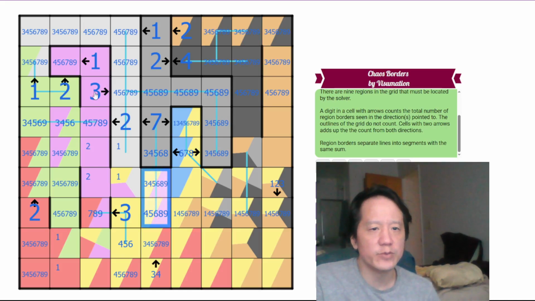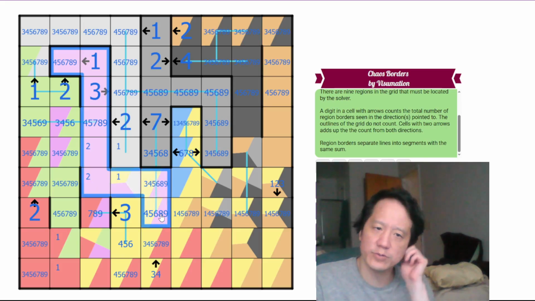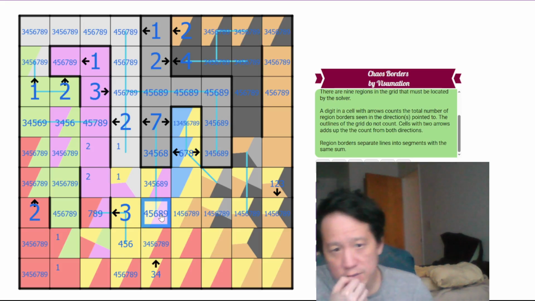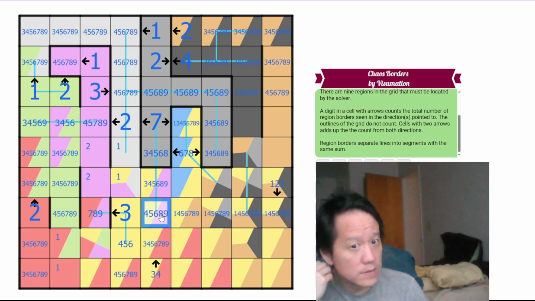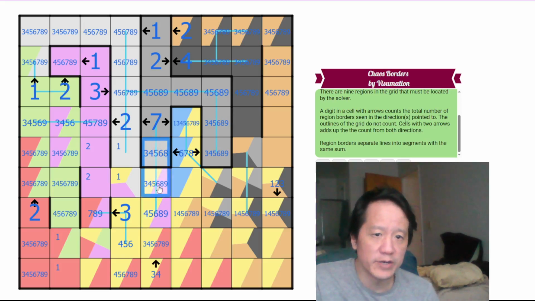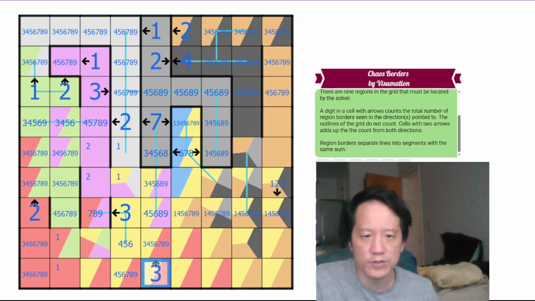Can this actually ever be pink? 1, 2, 3, 4, 5, 6, 7, 8, 9. Yes, it could be. Wait, we know this is a boundary. This cannot have a boundary here. So that'd be 1 boundary here, 2, 3. So this would be 3 then. It cannot be yellow. It has to be red. This is a boundary here. This is a boundary here.